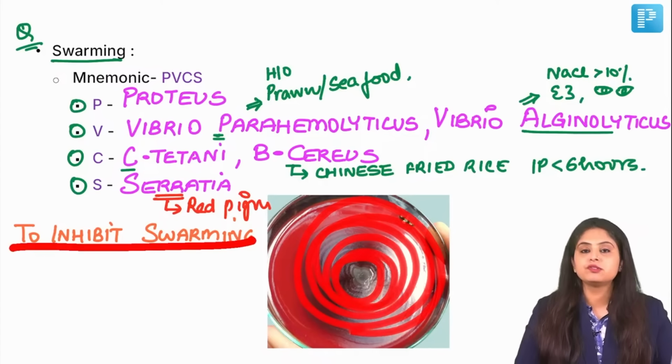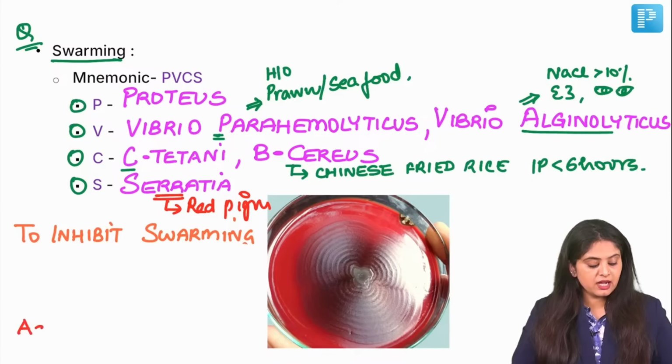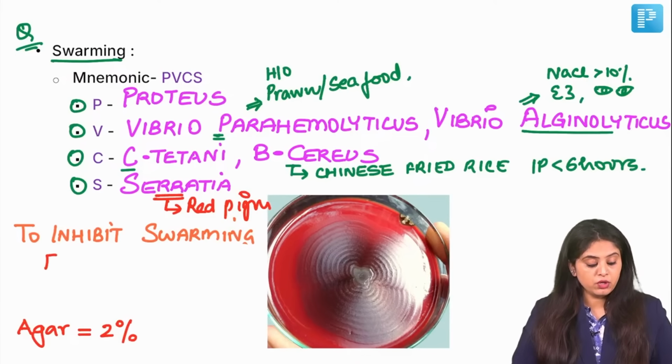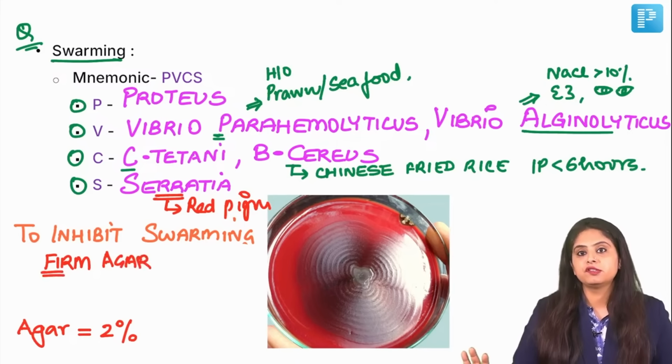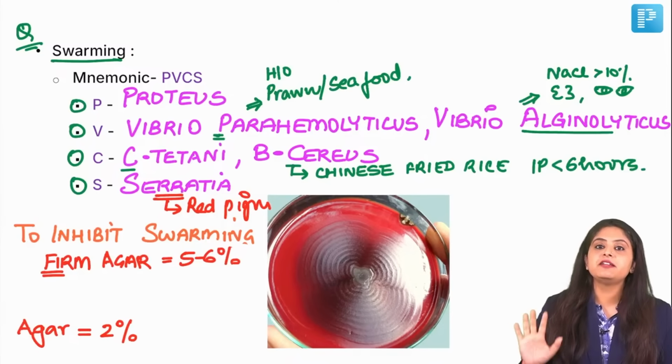Now you say, I want to stop this. I don't want all this round to go. Inhibit करो swarming को. So I'll say, okay, usually the agar that you use, उसमें कितना % agar होता है? Whether it is blood agar, nutrient agar, ABCD, कोई भी agar, I use a 2% agar. But if you want to stop this round movement, I will now use a firm agar. Firm agar uses 5 to 6% of agar. What is the concentration? I have basically firm के लिए 5 to 6%.